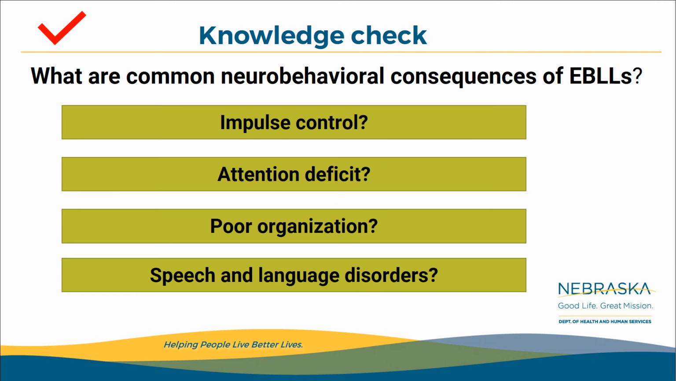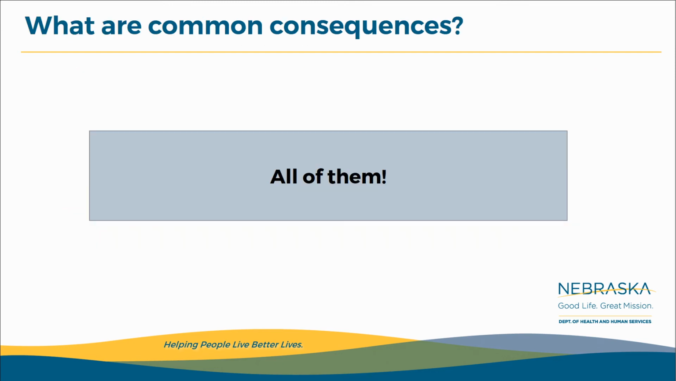What are common neurobehavioral consequences of elevated blood lead levels? Impulse control, attention deficit, poor organizational skills, or speech and language disorders? What are common neurobehavioral consequences of EBLLs? All of them. One of your responsibilities is to be sure that parents know to watch for these symptoms and to advocate for services for their child when they are school-aged.